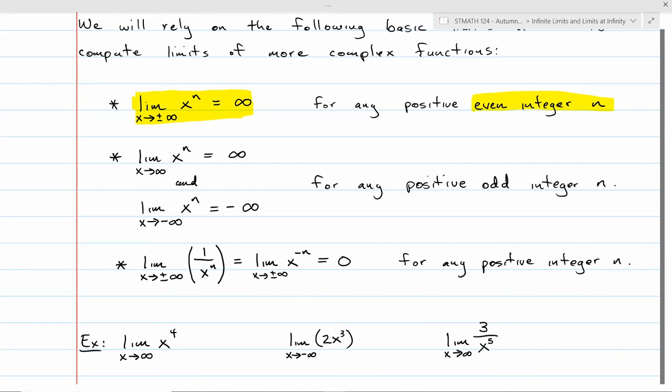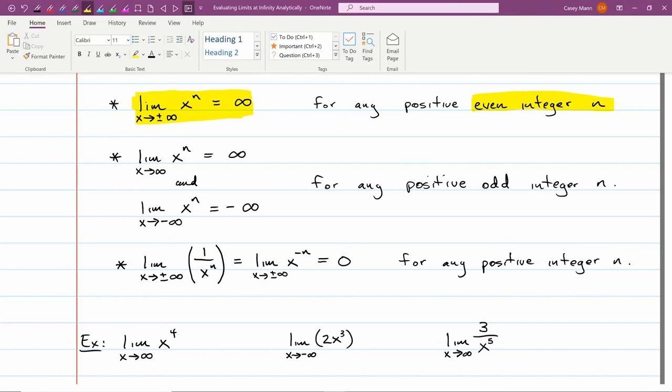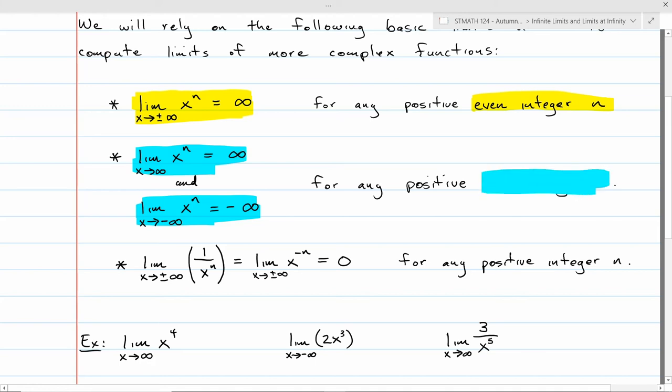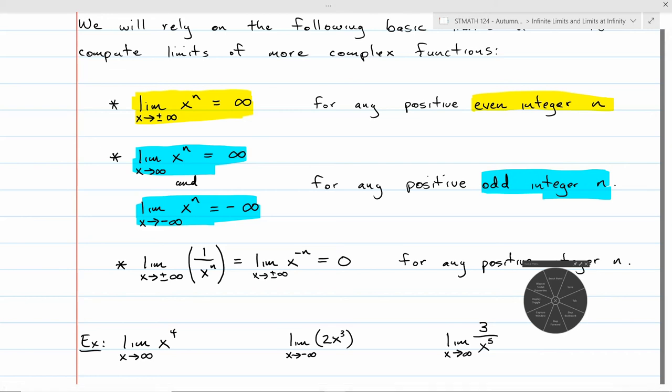And then when you have odd integers, well, it does make a difference whether your x's are positive or negative. So the limit as x goes to positive infinity of x to the n is going to be positive infinity, and the limit as x goes to negative infinity of x to the n is going to be negative infinity when you're dealing with an odd integer. So think about x cubed, for example. The example we just did. When you put a really big positive number into x cubed, you get a big positive number back. And when you put a big negative number into x cubed, you get a big negative number back.